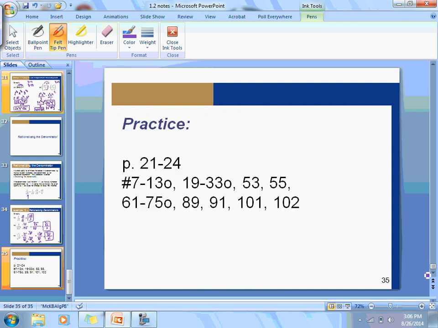So this homework is maybe going to be a little more detail-oriented, might take you a little bit longer. There are a lot of odd problems though, so you can check your answers in the back of your book. If you have questions, come on in before school and see me and I'll help you out.